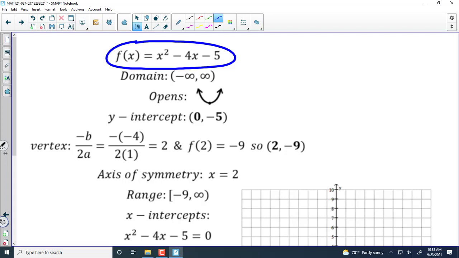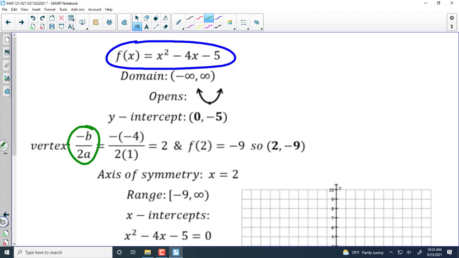We wrote down the domain was negative infinity to infinity. We knew that because that's the domain of every single quadratic. We wrote down that it opens up. We know that because the number in front of the x squared is a positive 1. We found the y-intercept. Y-intercept is found just by plugging a 0 into the function and crunching out a y value.